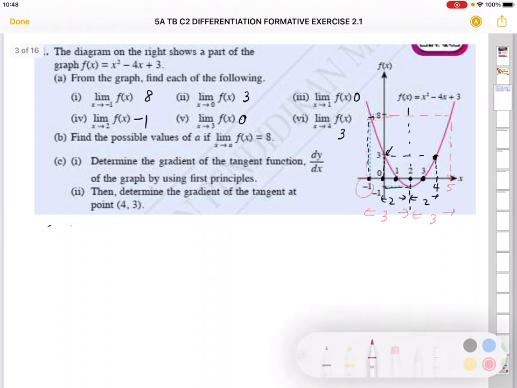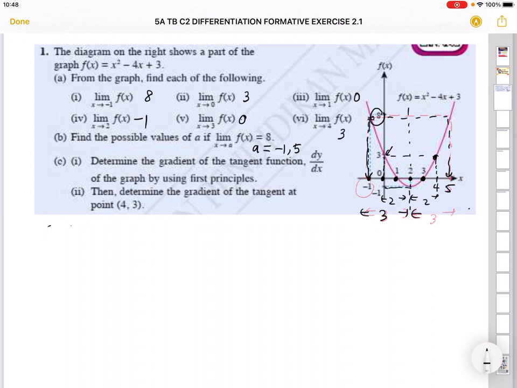So you can see that the possible value of a should be what? Either -1 or just 5. When your y is 8, your x value is either -1, or you move over here, it's 5. I know it's 5 because I can just count the number of units from the axis of symmetry, the middle line here. Because it's a quadratic function, it's symmetrical at x equals 2. So we know the answer should be 5.